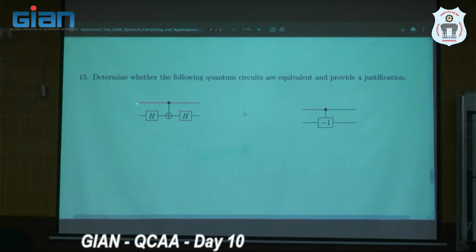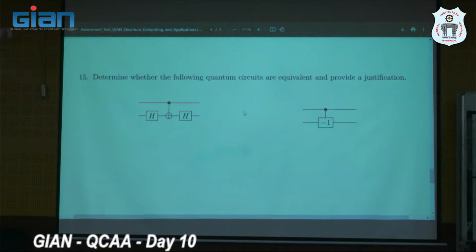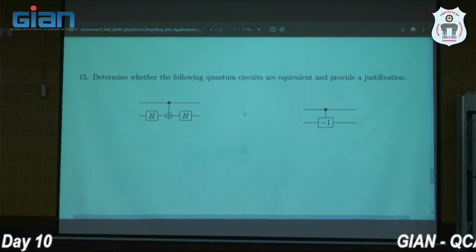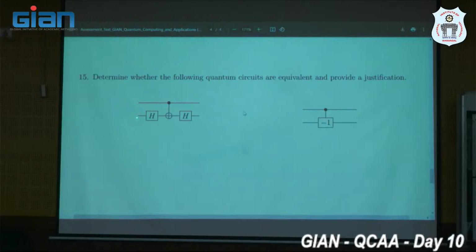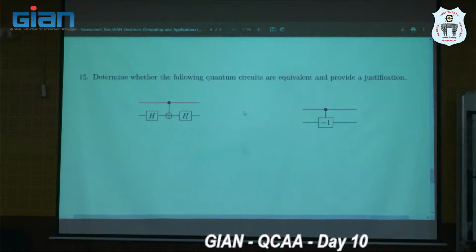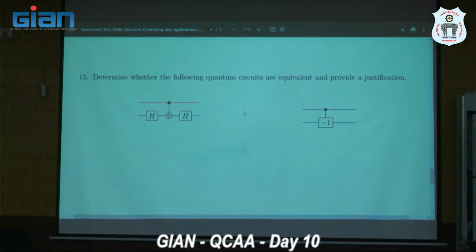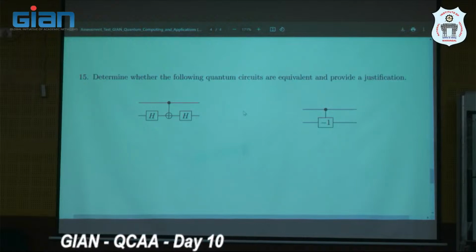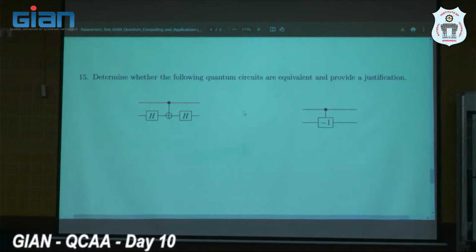Now let's say 1 0. Hadamard will act as 0 plus 1. The C-NOT will not do anything. You see, 1 0, 0 plus 1 goes to 0 plus 1. If you do NOT on that, because control-NOT will happen, right? Because the top wire is 1. Control-NOT will happen, that means NOT will happen. But 0 plus 1 goes to 1 plus 0.